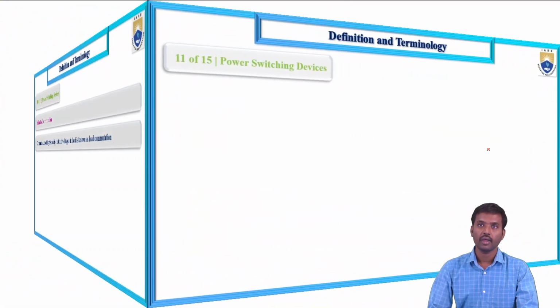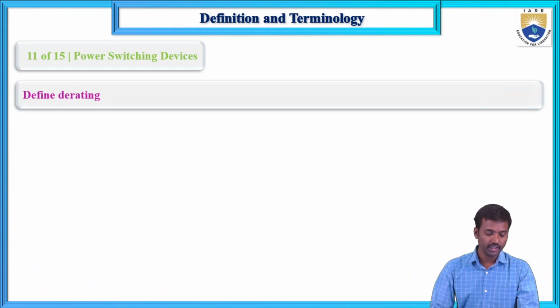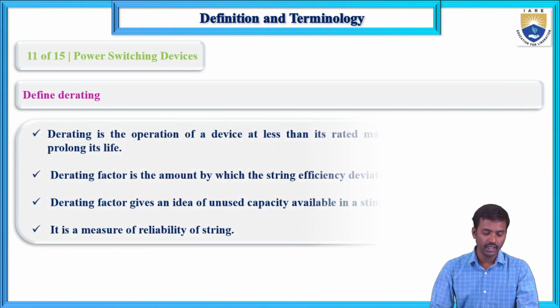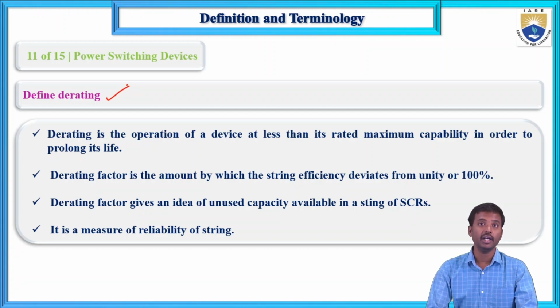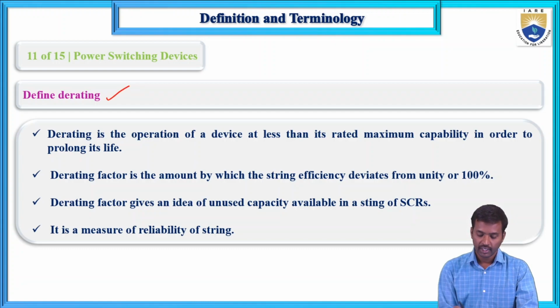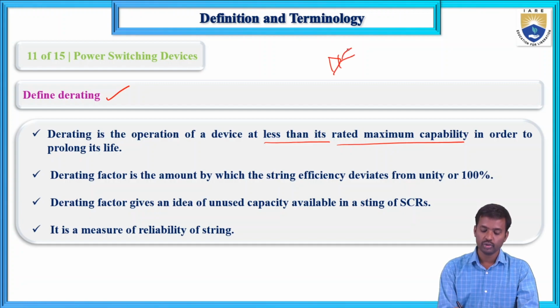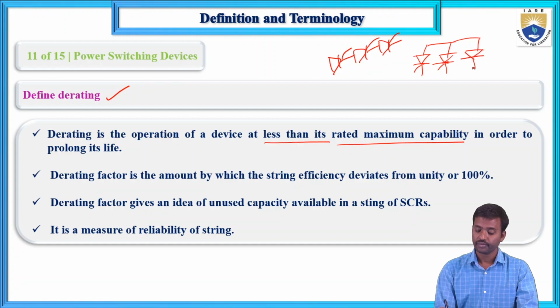Now define a derating factor. What do we mean by derating? Derating is the operation of a device at less than its rated maximum capability in order to prolong its life. Sometimes thyristors are connected in series, and sometimes in parallel connection. For that case, this term comes in.